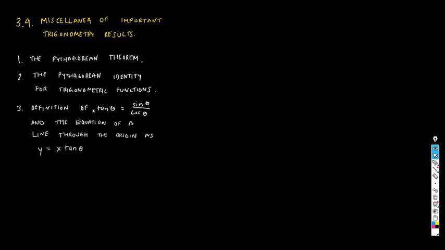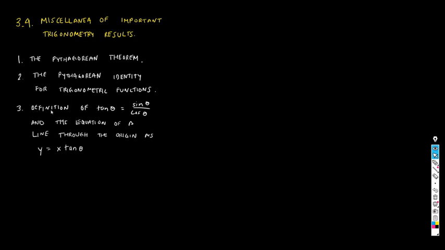Okay, let's go over these three concepts today. Number one, the Pythagorean Theorem. I know that you know it, but we're going to prove it today in case some of you have not seen the proof. It's a very easy proof. Number two, the Pythagorean Identity for trigonometric functions.